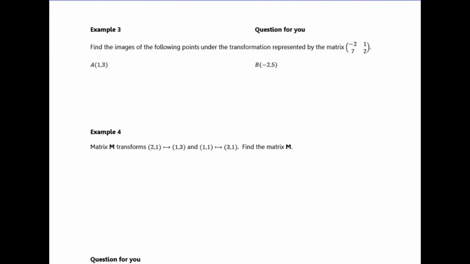Okay, so if you're given the transformation in terms of a matrix, to work out the image of a point, what you do is you take that matrix and you multiply it by the point, but you write it as a column vector instead. So that matrix times 1, 3. So I've got minus 2 times 1 plus 1 times 3. Gives me 1. So that's first row times first column. And then second row times the column. So I do 7 times 1 plus 2 times 3. That gives me 13. This is the image of the point 1, 3.